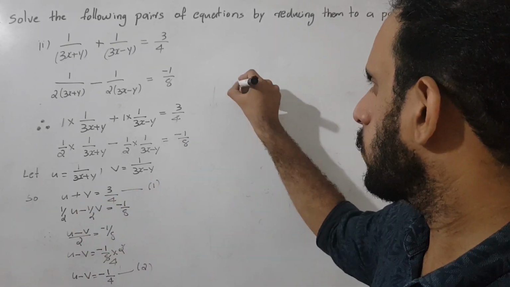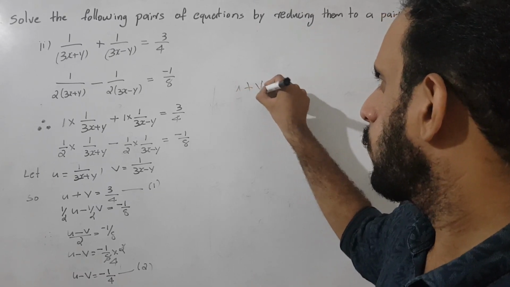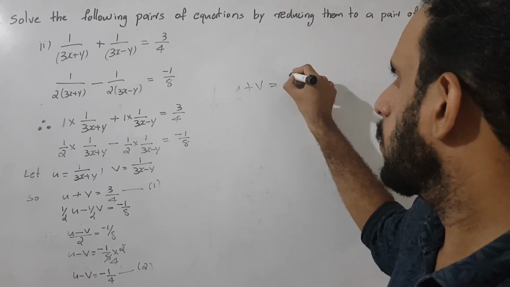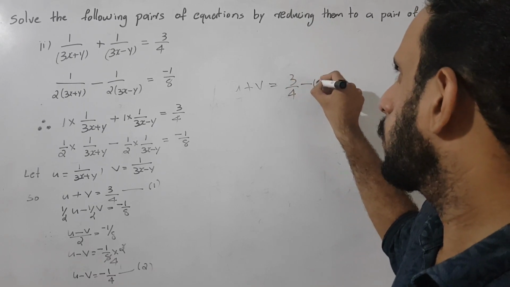We write the equation 1, u plus v is equal to 3 by 4, equation 1.